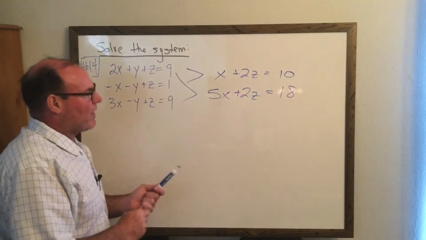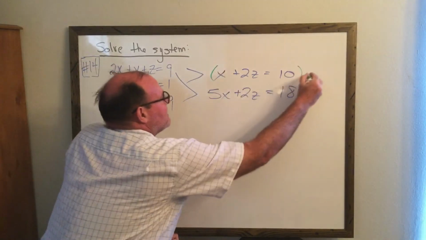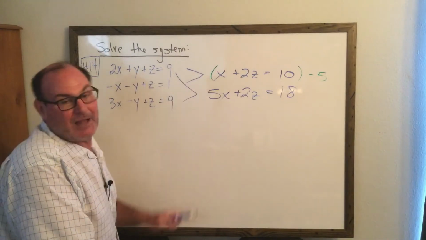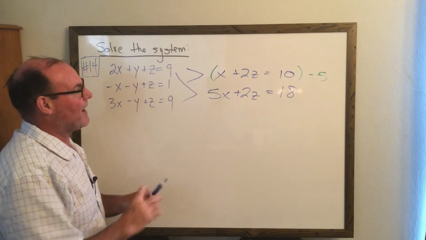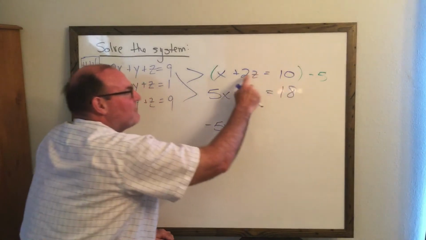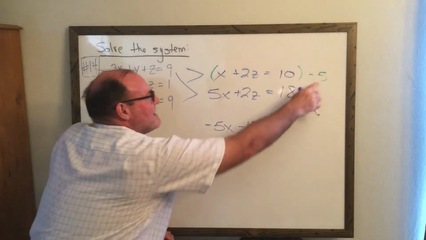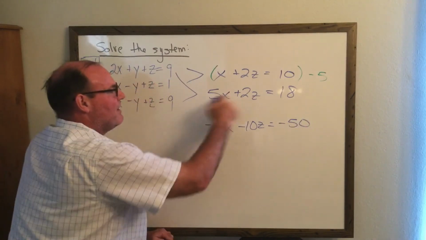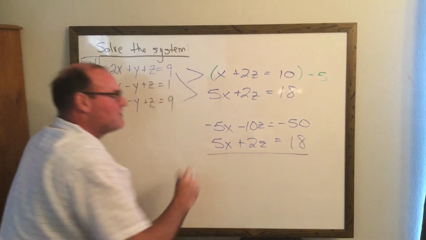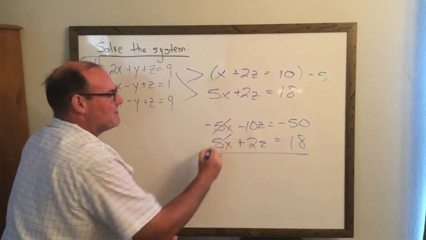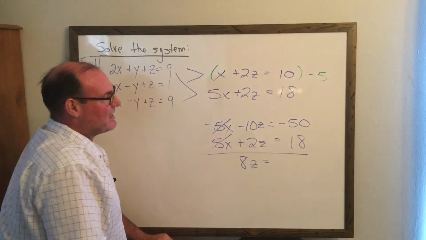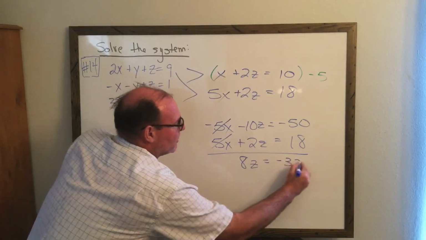It doesn't matter. So what I'm going to do here is multiply this by -5. I'm going to eliminate the x's. If you wanted to eliminate the z's, multiply by -1. It's not going to matter either way. So -5 times x, negative 5x, negative 5 times 2 is negative 10z, and negative 5 times 10 is negative 50. The bottom equation I have not touched in this particular problem, so I'm going to rewrite it. And so now negative 5 and 5, that's 0. Negative 10 and 2 is 8z, and negative 50 and 18 is negative 32, it looks like.